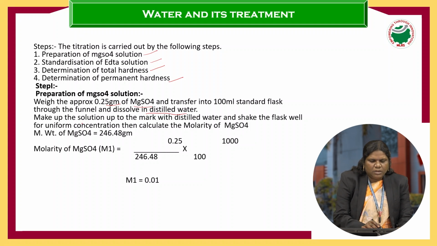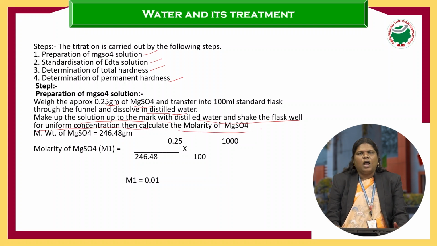Next, make up the solution up to the mark with distilled water and shake the flask for uniform concentration. Then calculate the molarity of MgSO4. After transferring the 0.25 grams MgSO4 into a 100 ml standard flask, we add a little water and dissolve the salt. After dissolving, the standard flask is made up to 100 ml. Then we shake the flask for uniform concentration of the solution.